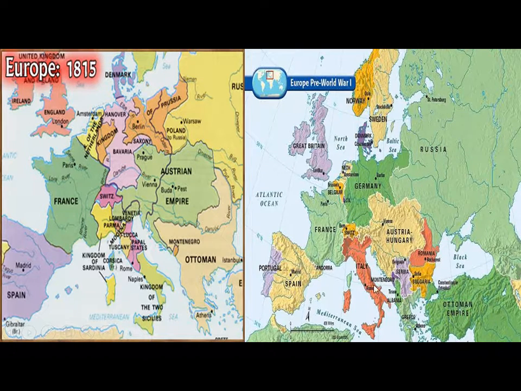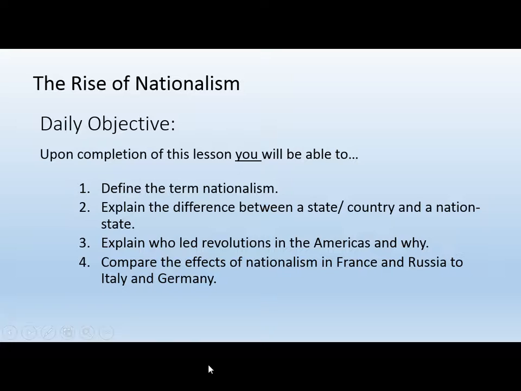Greece is now free, as is Romania, Bulgaria, Serbia. Russia's pretty much the same. Poland is no longer existing in either one. Spain stayed the same. Great Britain stayed the same. This sets the stage for World War I, which will be coming up in the next unit. Take a few minutes, answer your four daily objectives.